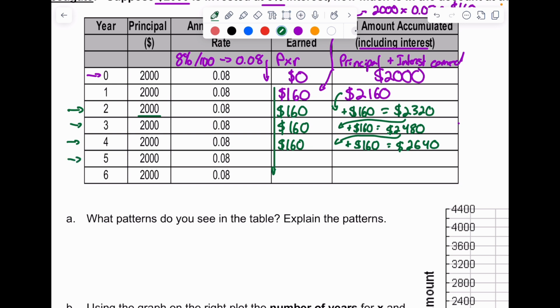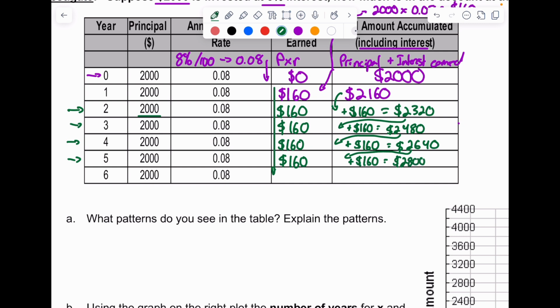Another year goes by. Year 5 goes by. Still, you make another $160. 8% of 2,000. It's simple interest. See, the math is very simple. All we do is carry forward our previous year's balance, which was $2,640. Add another $160 to that because that's what we made that year in interest.